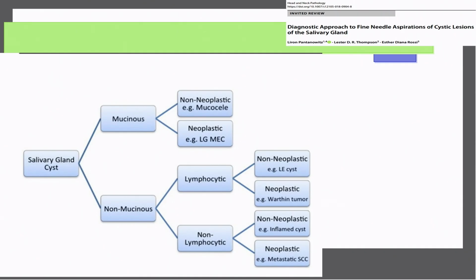In these we have to focus, firstly, on whether there is a mucinous or non-mucinous component. If it is mucinous, try to identify if it is neoplastic, and usually if it is neoplastic, it's a low-grade MEC. If it is non-mucinous, define whether you have a lymphocytic or a non-lymphocytic component. In the lymphocytic component, try to exclude a lymphoepithelial cyst or a Warthin tumor. In the non-lymphocytic, inflamed cyst, benign cells, or neoplastic cells, usually try to exclude a metastatic localization, especially in the parotid, but of course not only.